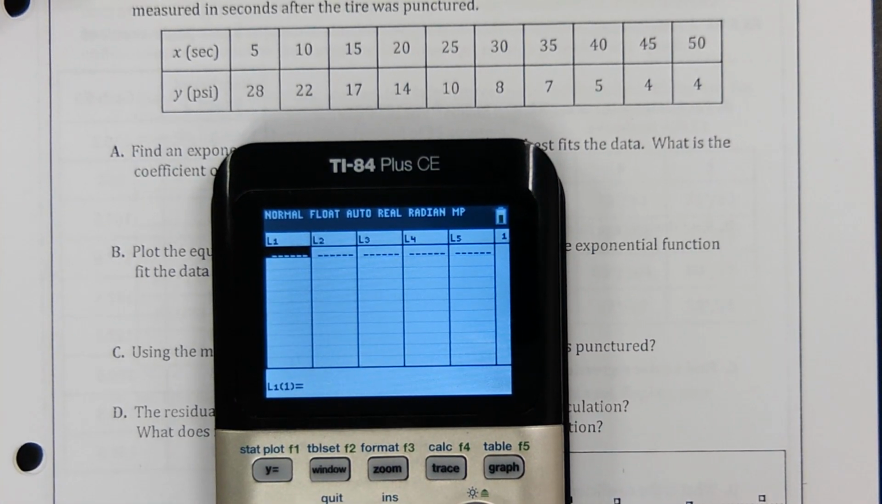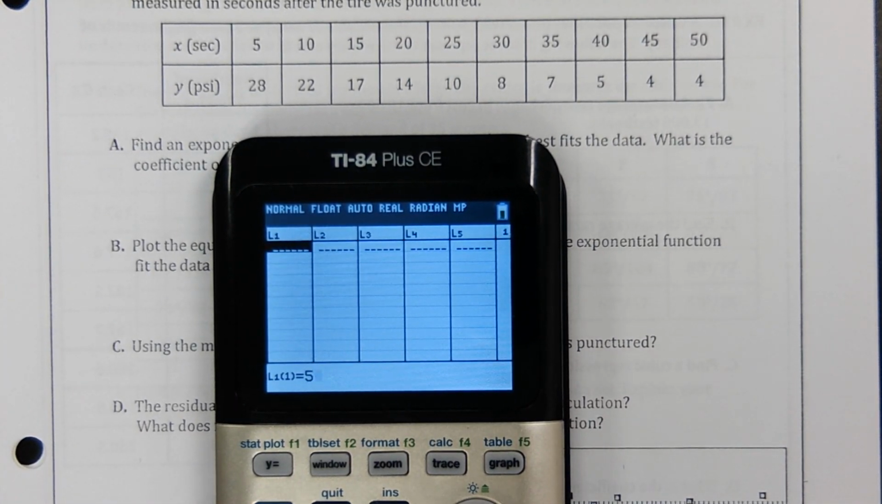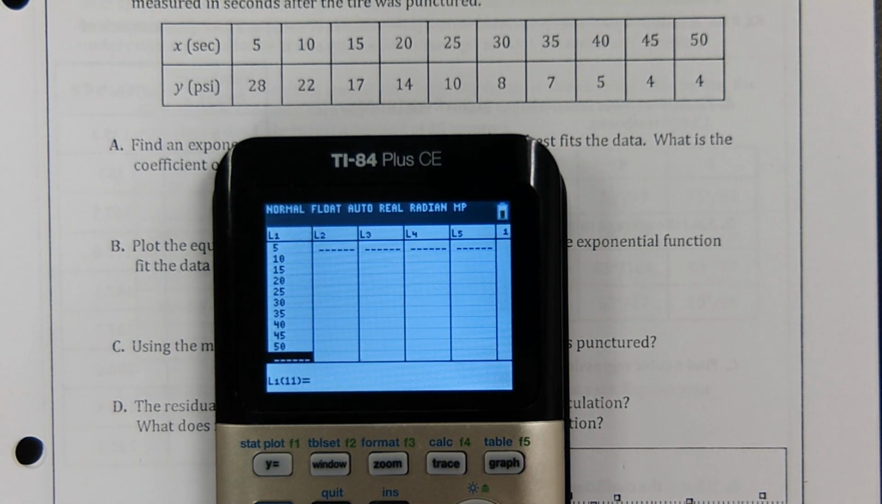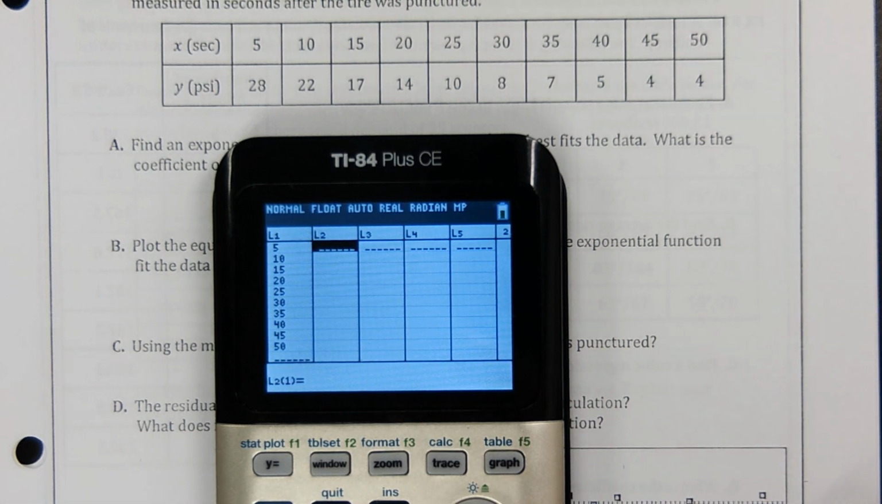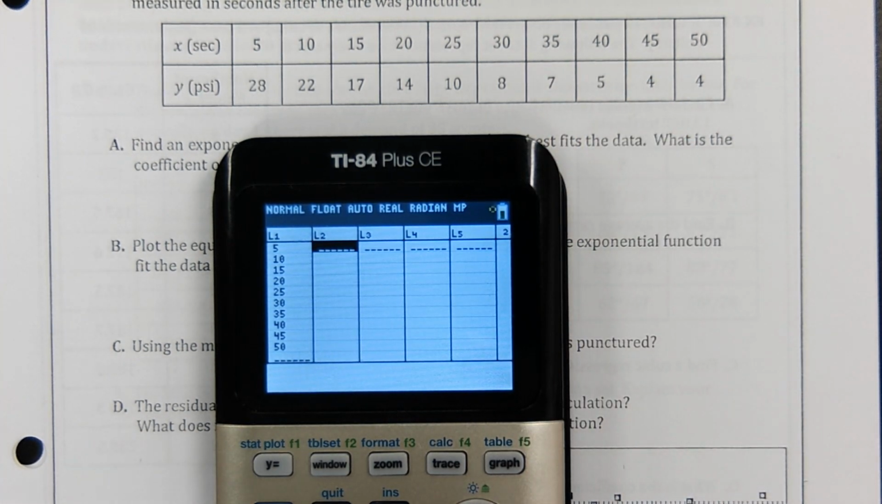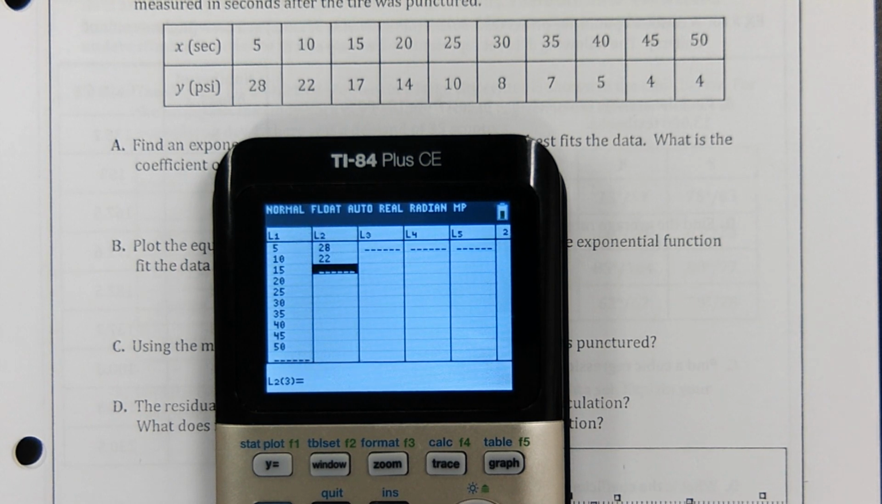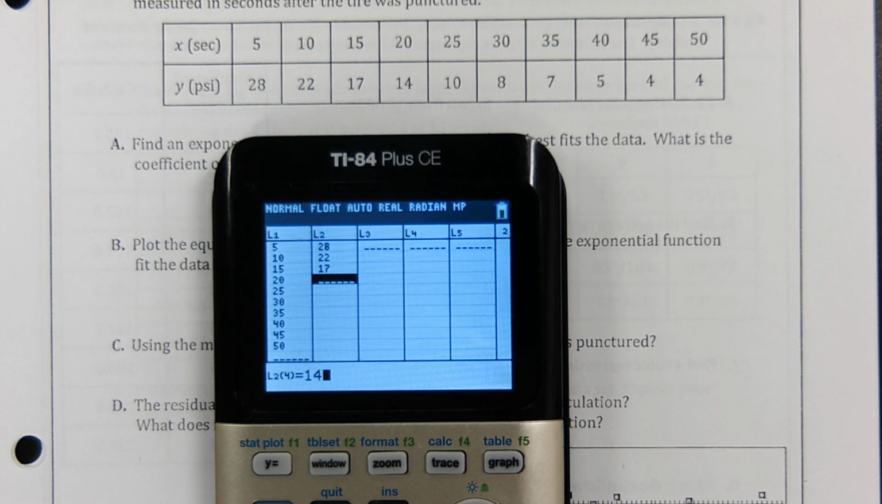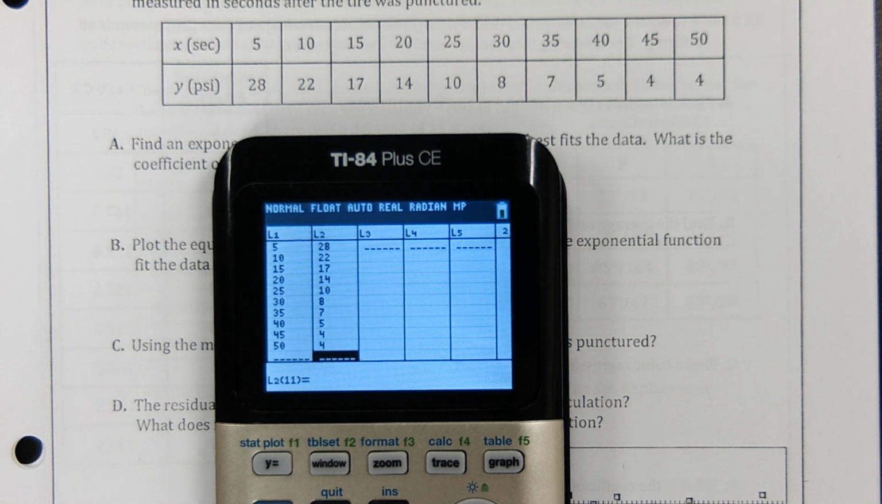X-axis goes by 5s. All right. This is the one I typed wrong. So make sure you double check your numbers as you type them in. Looks good to me.